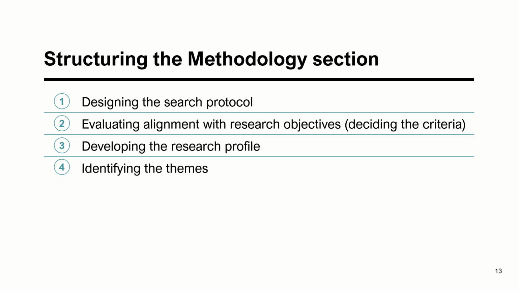Now the third of the sections is the methodology, wherein you're designing the search protocol, you're evaluating alignment, and you keep going back to your research objectives. So it's important that you constantly remind yourself of what the objectives of the research were, and that your search protocol is aligned with that, including the inclusion and exclusion criteria. And once you've done that, you develop a research profile and you identify the themes.